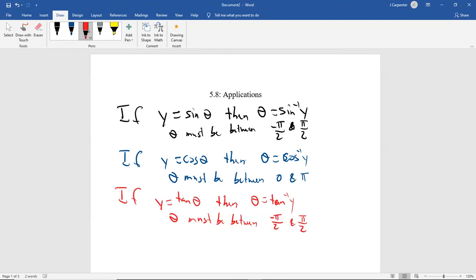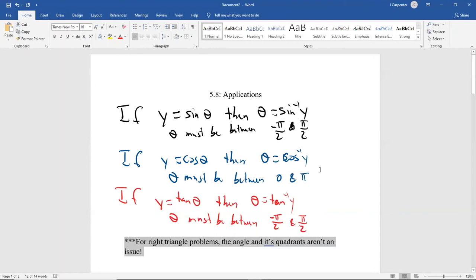This is when things get really complicated. I will mention that for the applications we're going to be doing together, this won't even be valid. So this memo at the bottom, which I'll just type up: right triangle problems. The angle and its quadrants aren't an issue, because quadrant 1 is always valid in the inverse trig functions. Why is my font still so small? There we go, a little better.